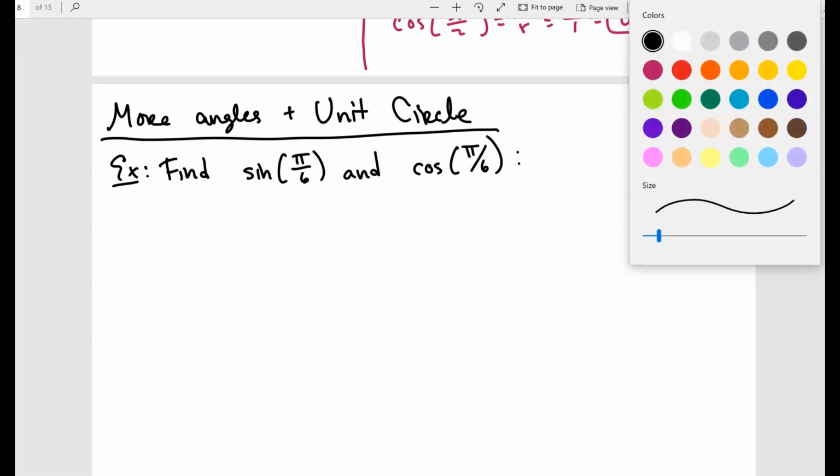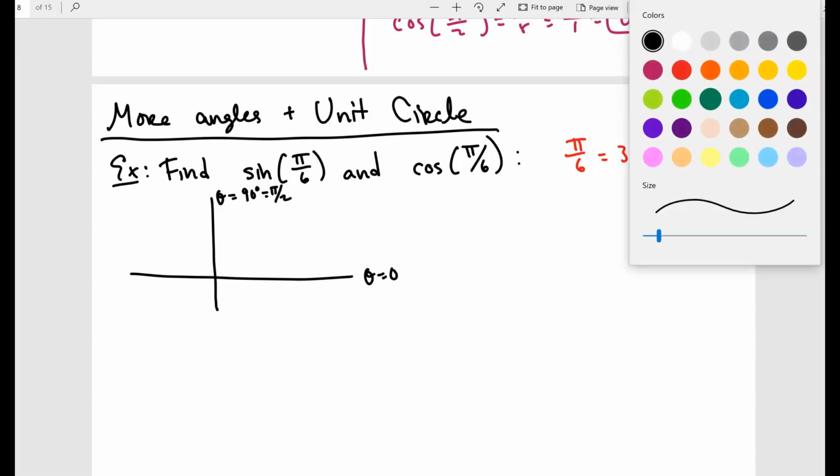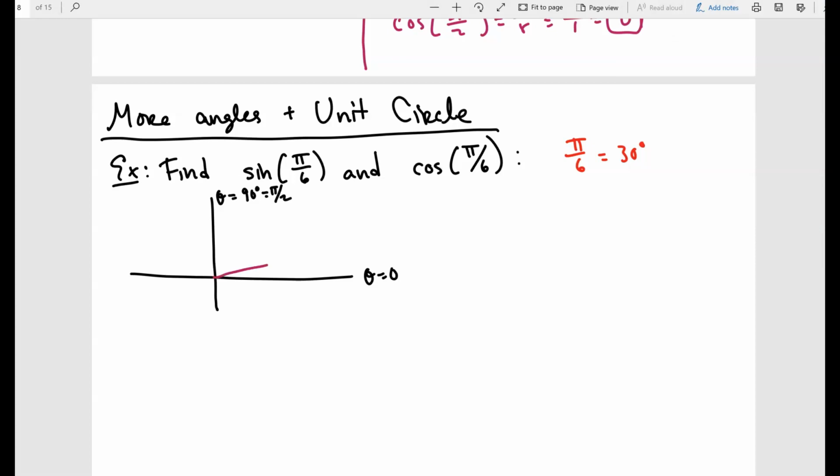If you think about it in terms of angles, pi over 6 is just equal to 30 degrees. Okay, so let's start off by drawing where 30 degrees is going to be. So here is theta equals 0, and here is theta equals 90 degrees, or pi over 2. So pi over 6 or 30 degrees is going to be somewhere around here. Okay, just try to estimate. Okay, around here. So here is theta equals pi over 6 or 30 degrees. So this angle is going to give me 30 degrees.